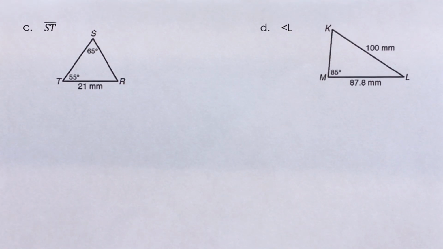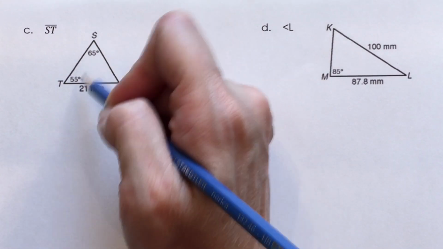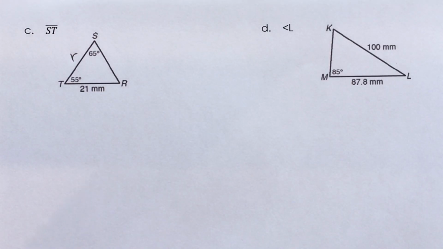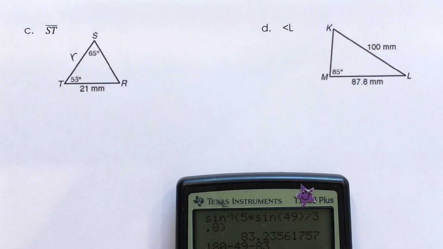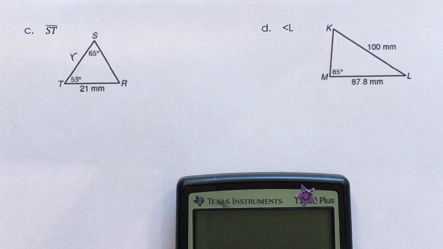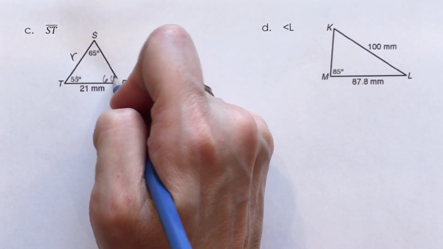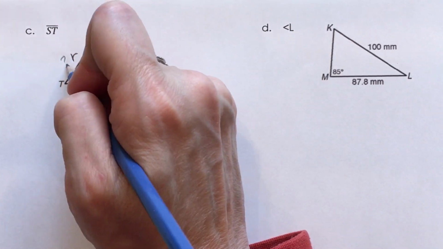Okay, next question, using the sine law again. This time they want me to find side ST, which we know we could call little r, since it's across from angle R. And notice here we have 2 angles in a triangle, which means we actually know all 3 of them. So right away, whenever I see that, I'm going to go 180 minus 65 minus 55, just in case I need this angle. So I actually know it's 60 degrees. And this is what I'm trying to find, little r here.